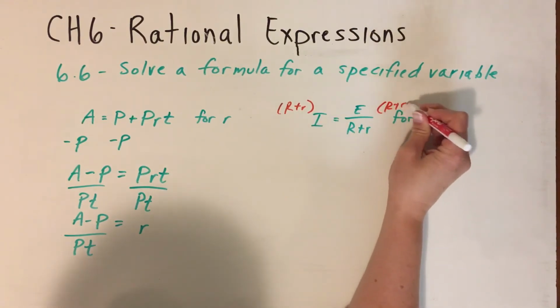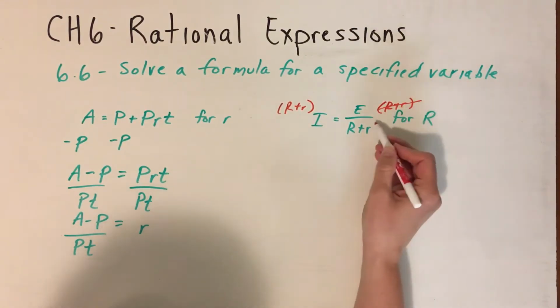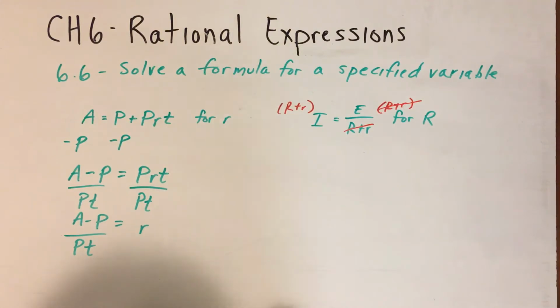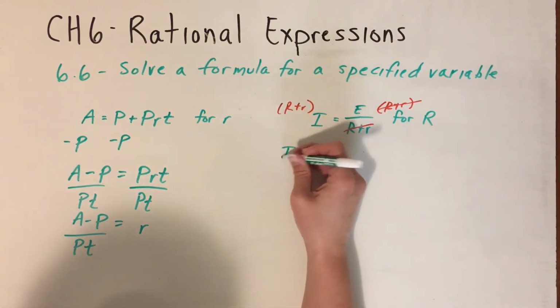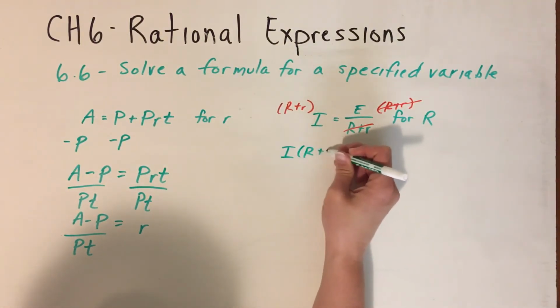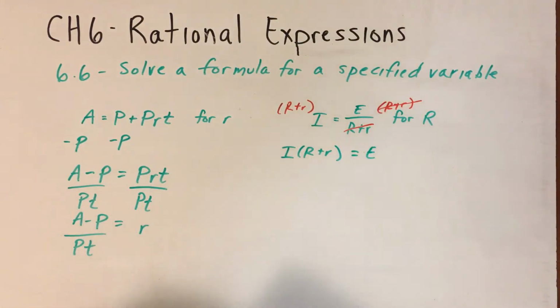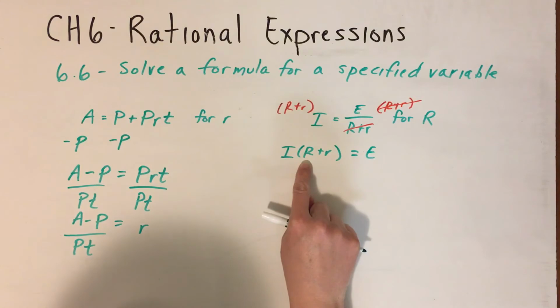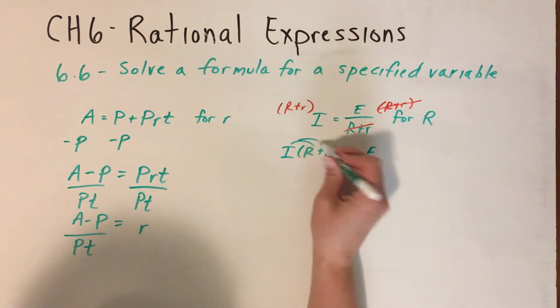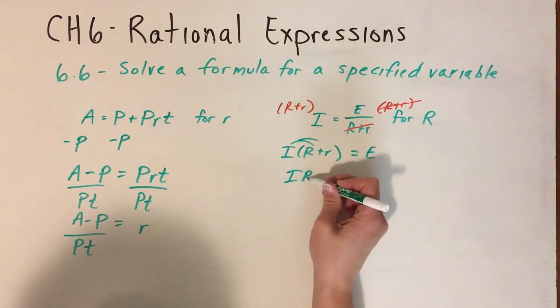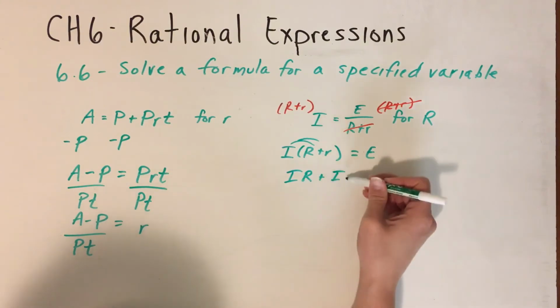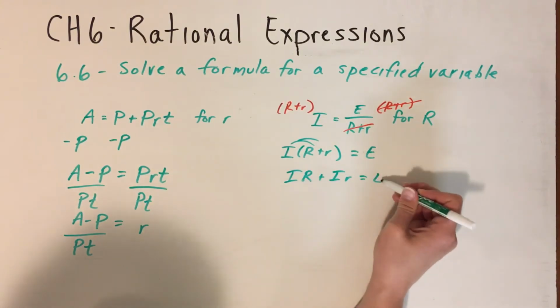By doing that, on this side they cancel, and over here we have I times big R plus little r. That's going to be equal to E. Still trying to just get this big R right here by itself, so I've got to distribute this in, so I'll have IR plus I little r is equal to E.